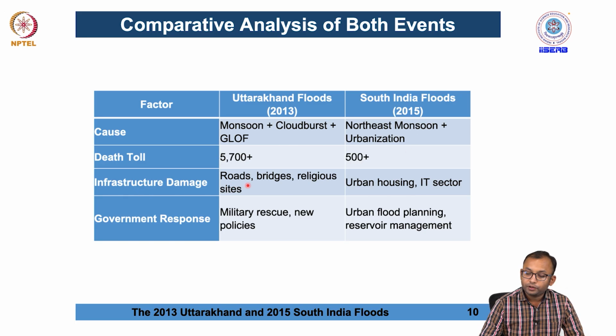Infrastructure damage: significant human infrastructure, or essential infrastructure, was damaged because of these flooding events in the southern Indian part as well. And there were several government responses to mitigate or temporarily relieve the significant damage caused by these different extreme catastrophic events in the two regions. For example, policies, implementations, rescue operations, urban flood planning, and reservoir management.